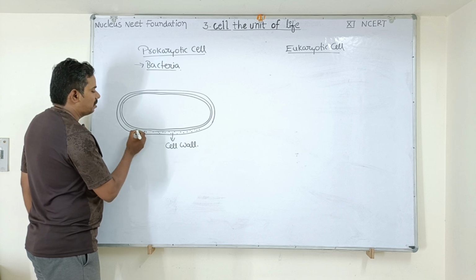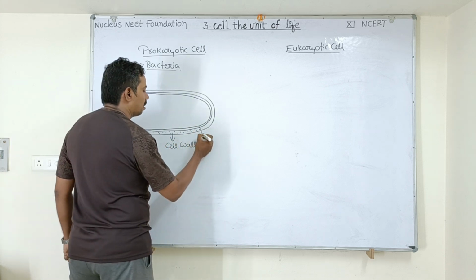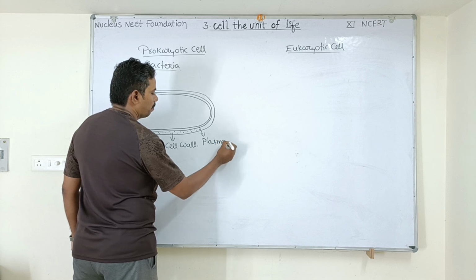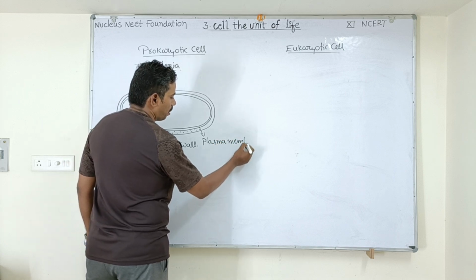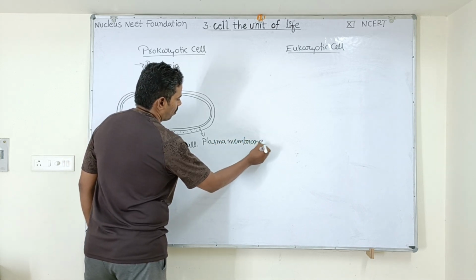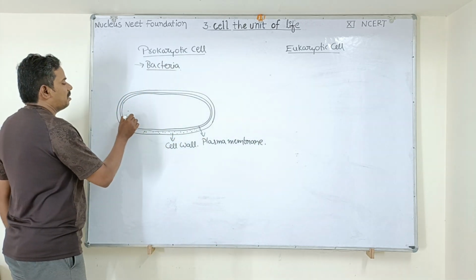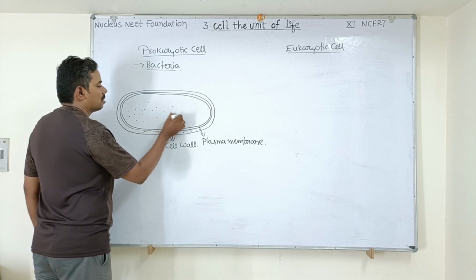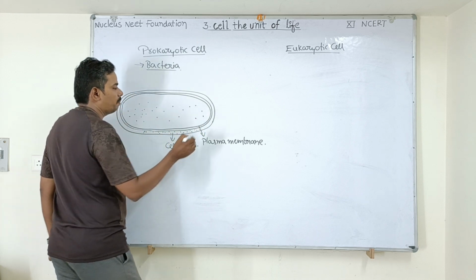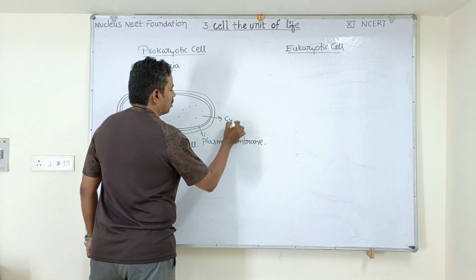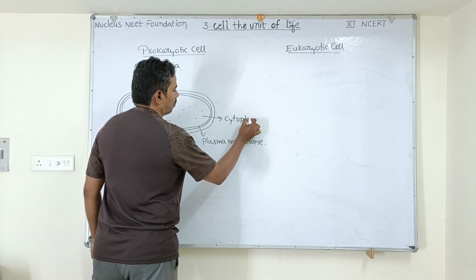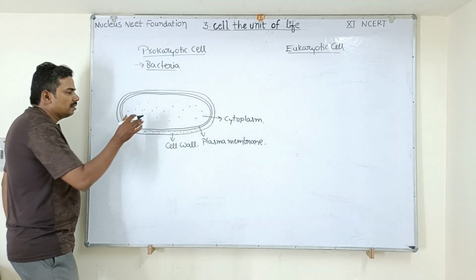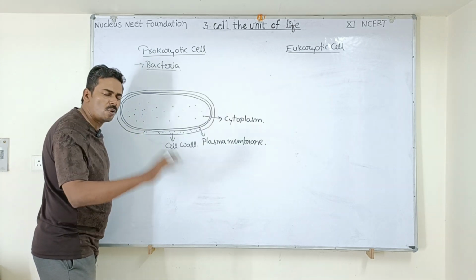इसके नीचे क्या है बेटा? इसके नीचे है thin membrane which is called plasma membrane. Okay, so इसके नीचे क्या है? बहुत सारा liquid. Cytoplasm. It is cytoplasm. Okay, so now in the cytoplasm there is no nucleus.